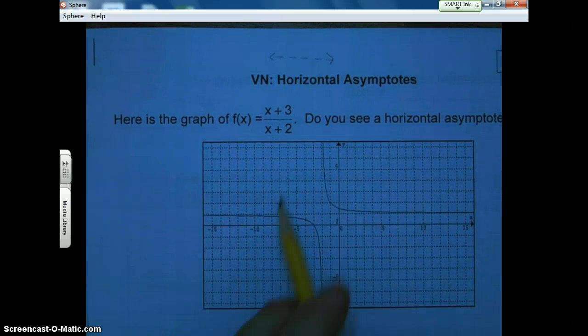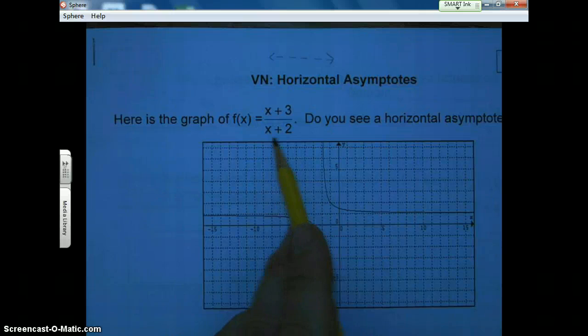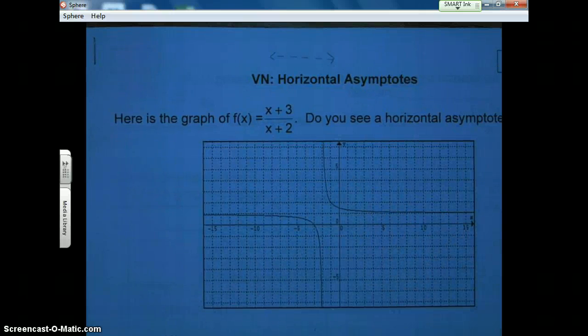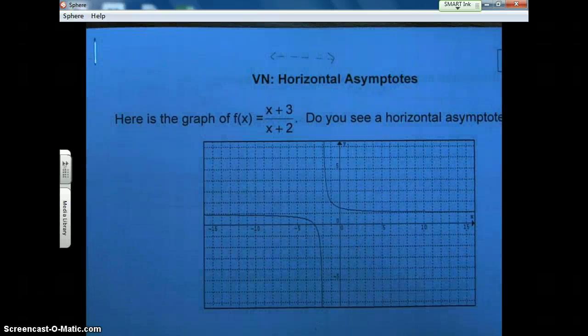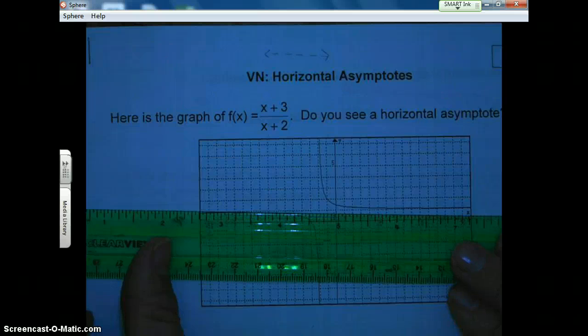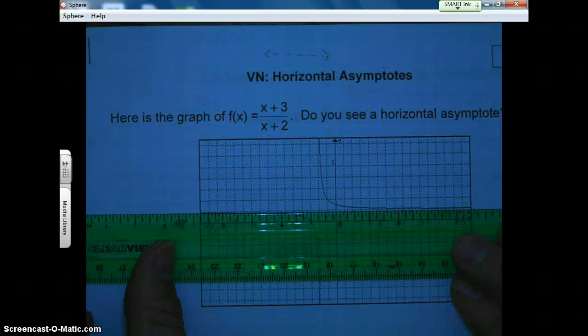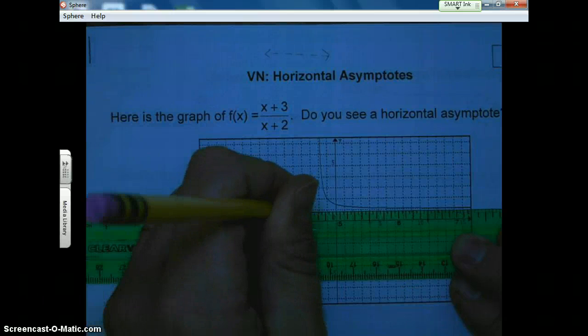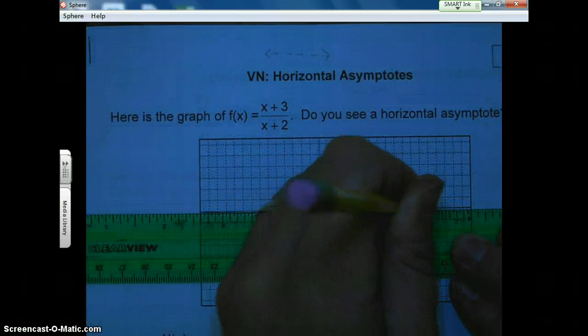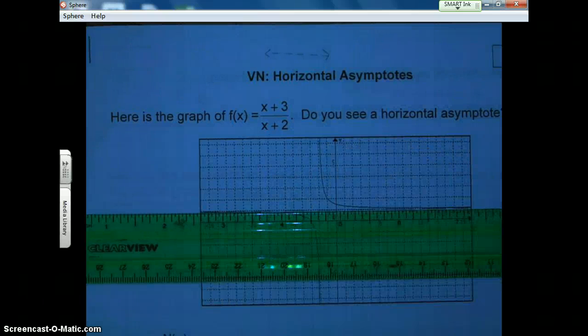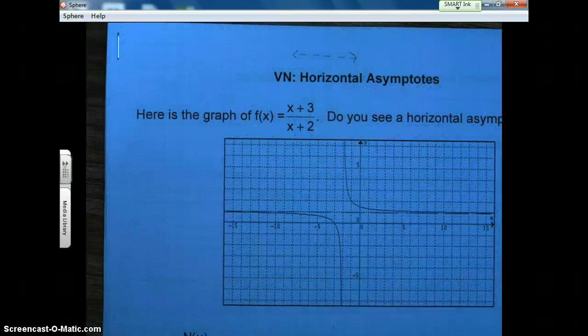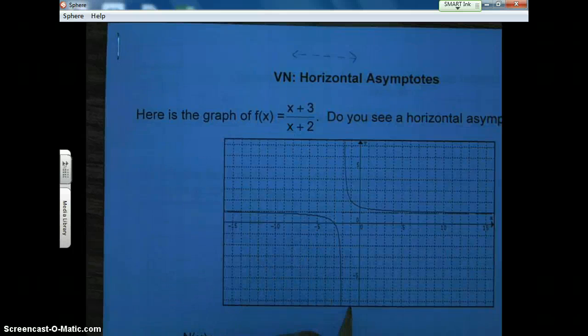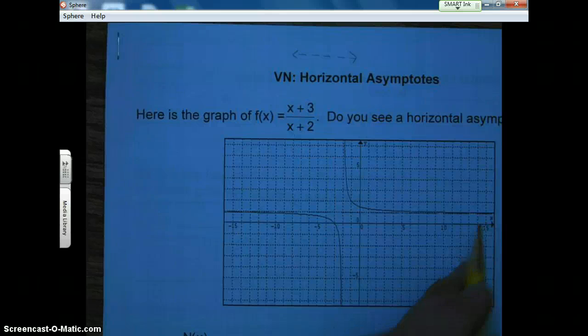So here's the graph of x plus 3 over x plus 2. Do you see a horizontal asymptote? Hopefully you do. It's found right here. It's kind of the break looking up and down on the graph. It's kind of where it breaks from the lower portion of the graph to the higher portion of the graph. Here we have a horizontal asymptote.